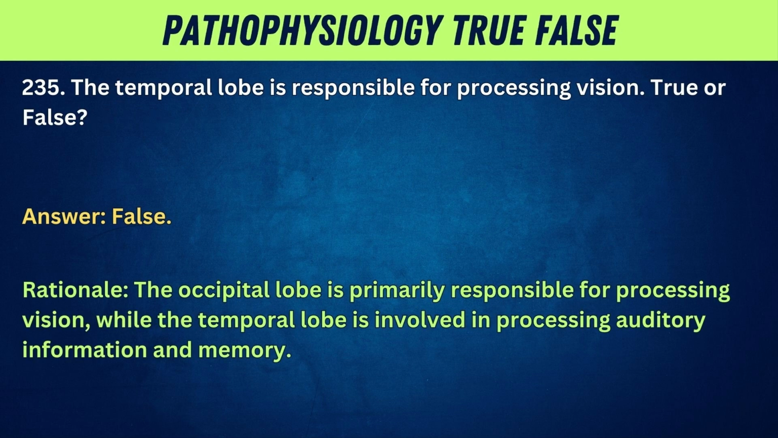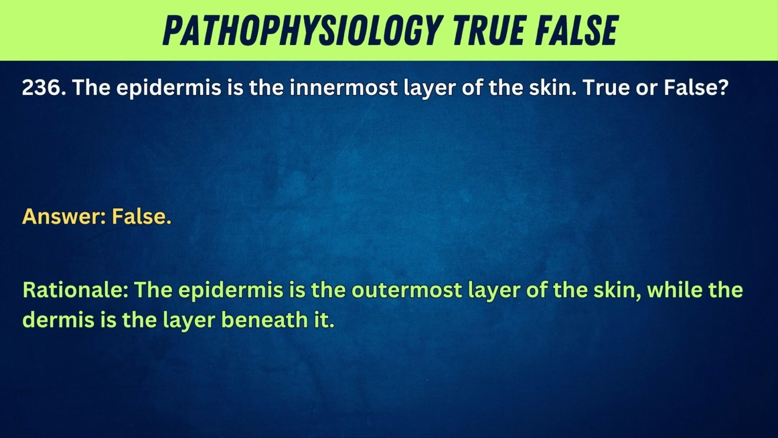235. The temporal lobe is responsible for processing vision. True or false? Answer: false. Rationale: the occipital lobe is primarily responsible for processing vision, while the temporal lobe is involved in processing auditory information and memory.